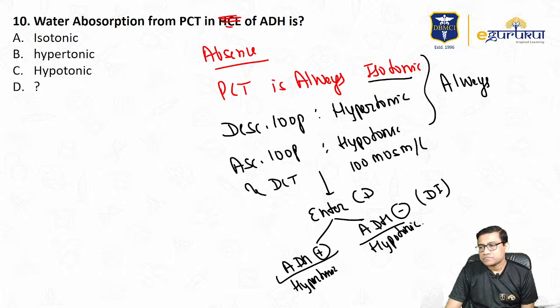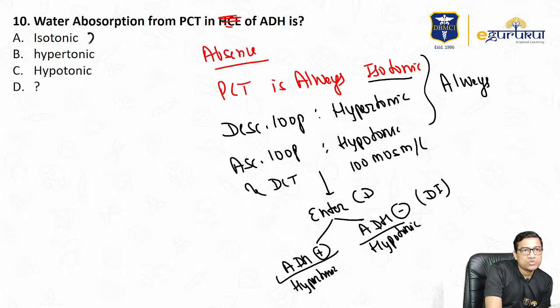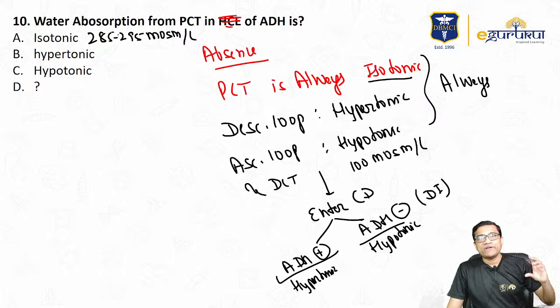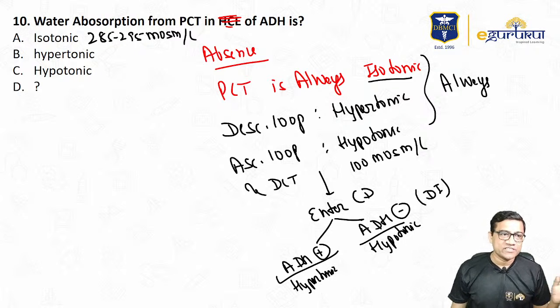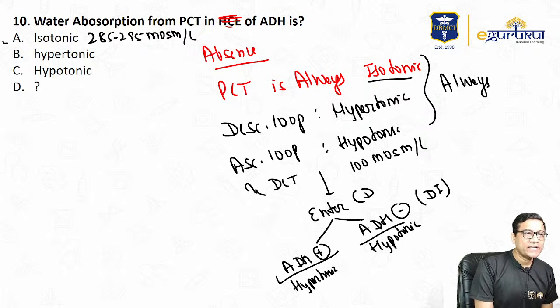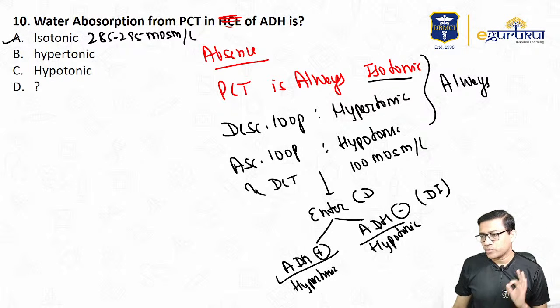Okay, fine. So if they're asking osmolarity, it is isotonic. It is 285 to 295 milliosmol per liter. This is there in your notes also. You can check the eGurukul notes. So 285 to 295 is the osmolarity which is leaving our PCT, isotonic. Okay, clear? Isotonic is the answer.